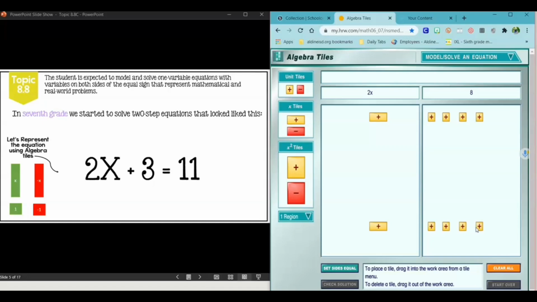All right, so I don't have any more to separate. So now I can see one of these x's, x equals 4, and it's a positive 4 because they're all positive. So x equals 4.